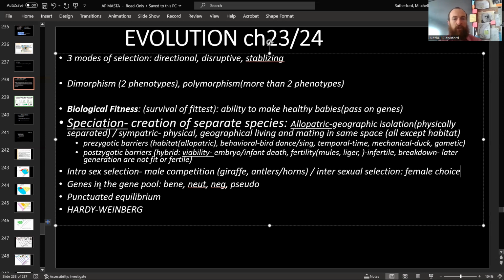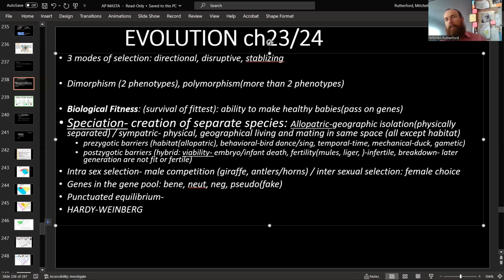Okay. Genes in the gene pool: beneficial, neutral, negative, and then pseudo. I'll have to double check on exactly what a pseudo looks like. Pseudo means fake. So perhaps there's like a fake gene or something like that. I'd have to look and see exactly what that is. And then we talked about Hardy-Weinberg and punctuated equilibrium.